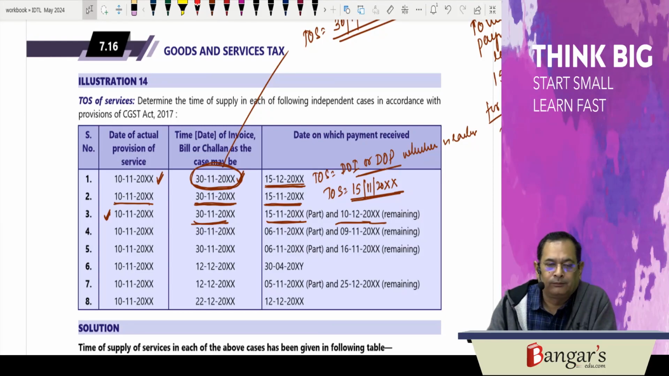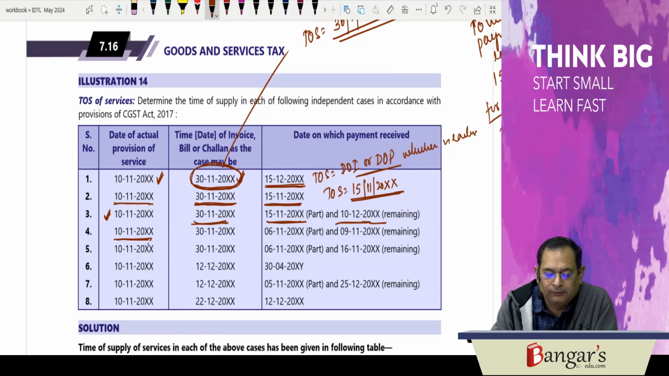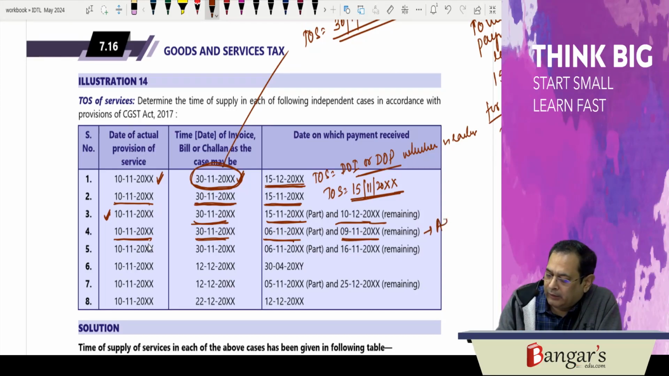Now next, the date of actual provision of service is 10/11. The date of issuance of invoice is 30/11. The invoice is issued within the time limit. Here part payment has been received on 6/11 and part payment has been received on 9/11. Advance is received. So time of supply will be 6/11 and 9/11.